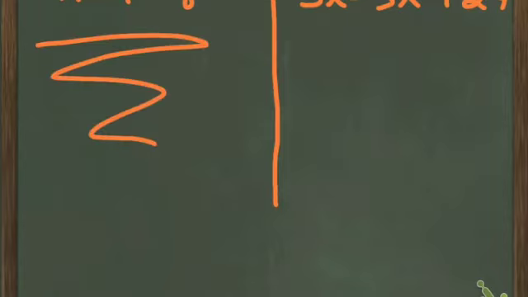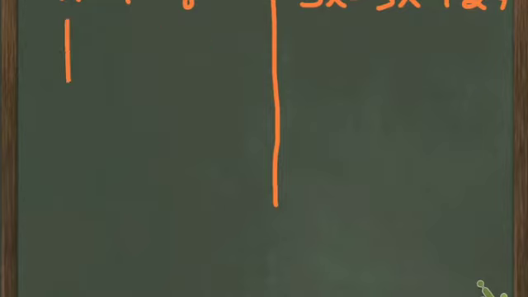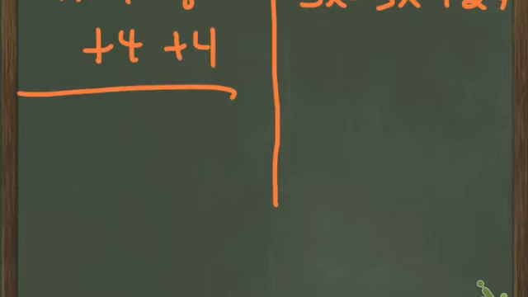This is a review. If you need to pause this and write the question down, go ahead. Any time that I get to going too fast, you pause it and catch up. We need to get the n by itself. So we're going to add 4 to both sides. Bring down that 3n. That will equal 12.